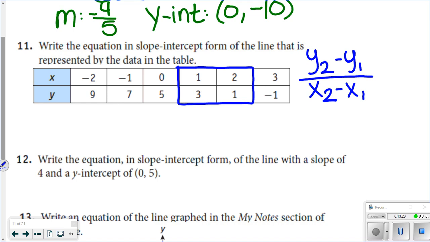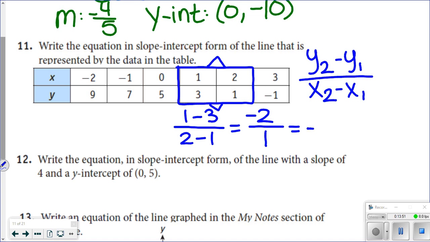So I'm going to write it out as 1 minus 3 over, those are my y values that I'm subtracting from here to here. Now I'm going to do my x values from here to here. 2 minus 1. So 1 minus 3 is negative 2 divided by 2 take away 1 is 1. And this reduces to just negative 2. So this is my slope, or my m.